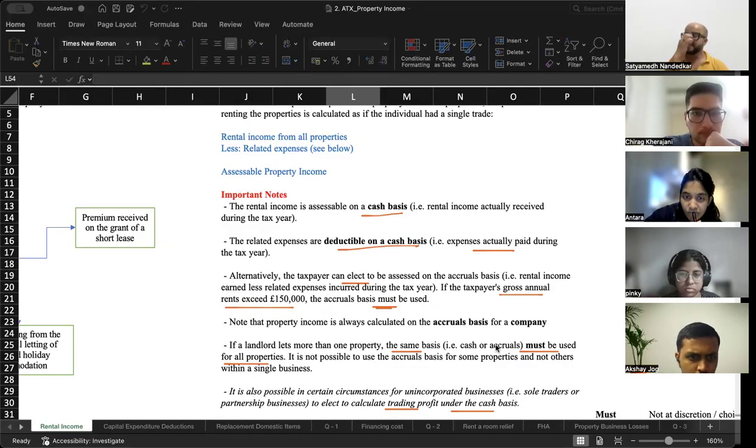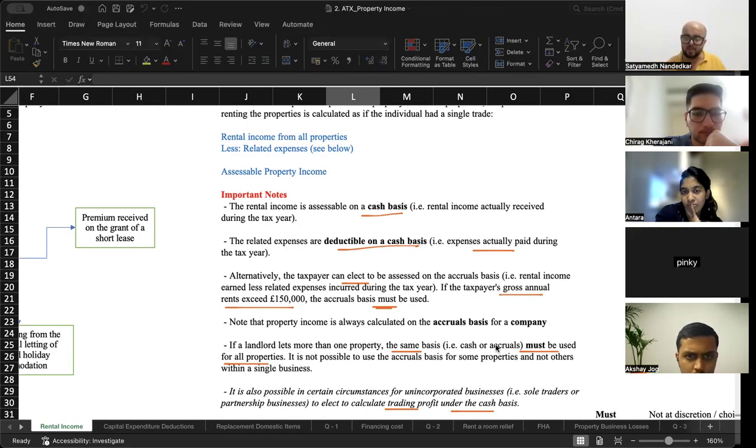Now, there is a consistency expectation in case of rental income. What does that mean? If the landlord has four properties, and he is subjecting the income from two properties to tax on cash basis, then he has to use the cash basis for all properties. Or if he chooses the accrual basis, then accrual basis for all properties. You cannot have cash basis for some and accrual basis for the others. There has to be a consistency there.